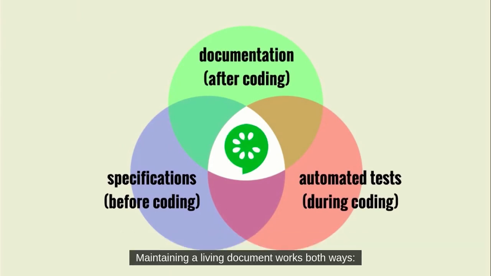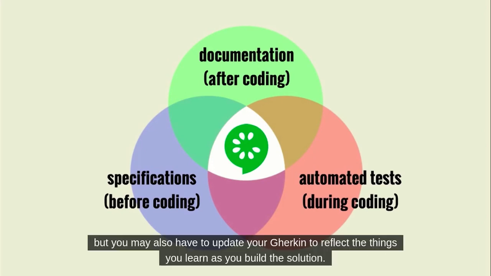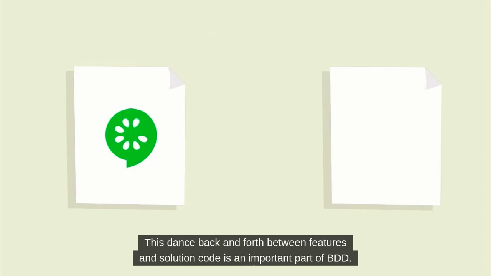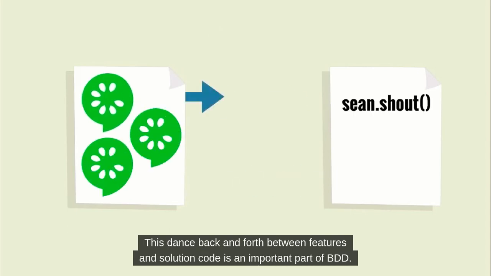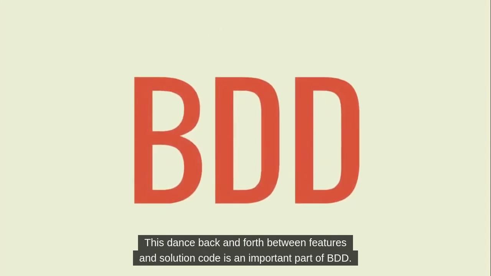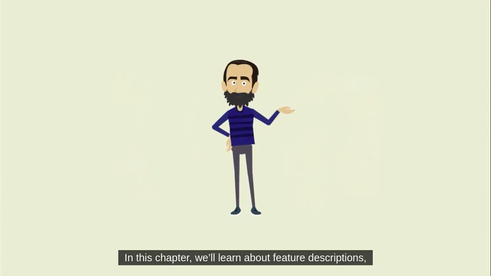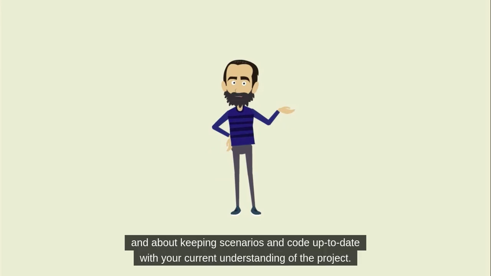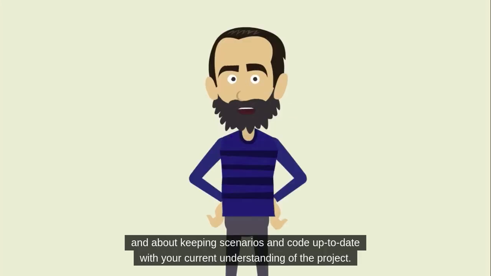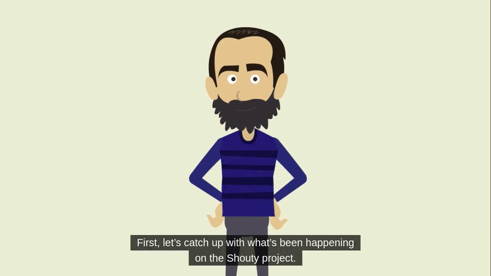Maintaining a living document works both ways. The scenarios will guide your solution design, but you may also have to update your Gherkin to reflect the things you learn as you build the solution. This dance back and forth between features and solution code is an important part of BDD. In this chapter, we'll learn about feature descriptions, the background keyword, and about keeping scenarios and code up to date with your current understanding of the project. First, let's catch up with what's been happening on the Shouty project.